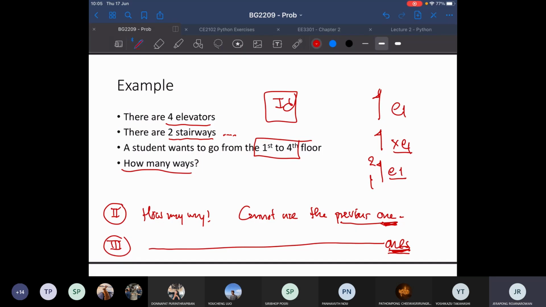Okay, how many ways can you do this? You can see that if there are no limitations, you can use anything. So in this case, you can have 4 elevators and 2 stairways.